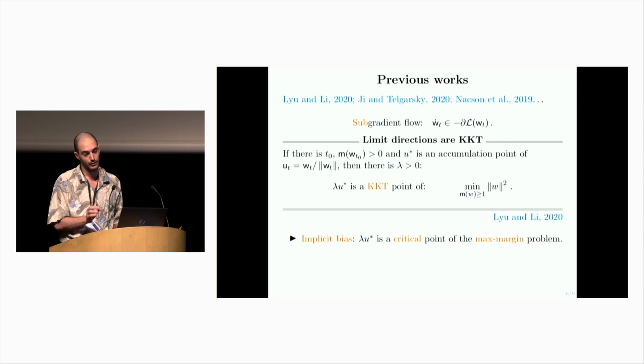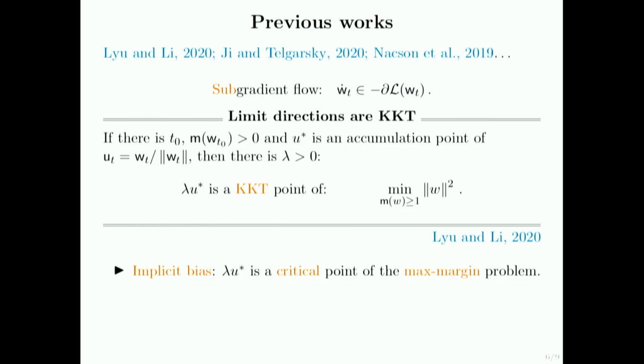then the norm of W will go to infinity, as I told you, but when you look at the direction W(t) over its norm, you will find that any limit point of this direction is what they call a rescaled KKT point of the max margin problem. It means that if you take any limit point u star of the directions, there is some lambda such that, when you multiply it, it is a solution of the constrained optimization problem where you minimize the norm, constrained to the margin being greater than 1.